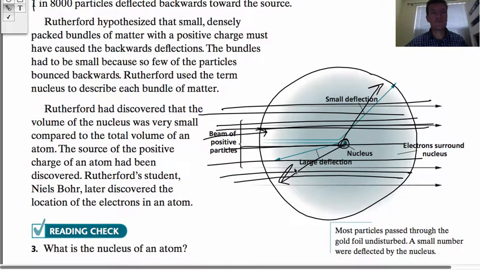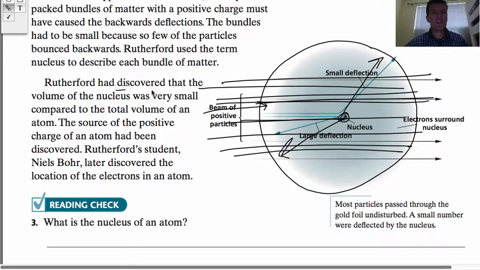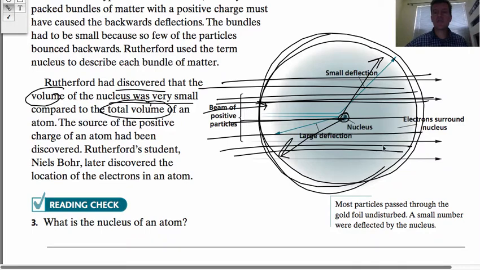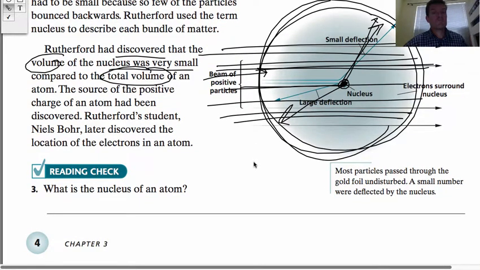That's pretty remarkable. Okay? So he discovered that the volume of the nucleus was very small and very dense compared to the total volume of the atom. And the atom is huge compared to the size of the nucleus, meaning the size of the atom is from the nucleus all the way out to the farthest regions where there are electrons. Okay? So you need to understand that discovery, understand the experiment, and understand the implications of that and what was concluded as a result.